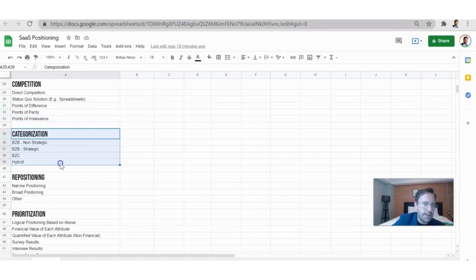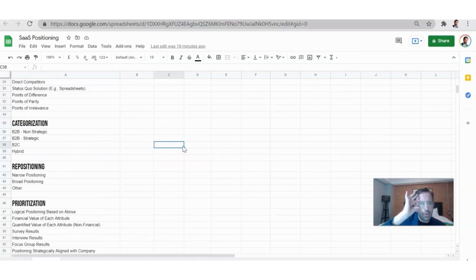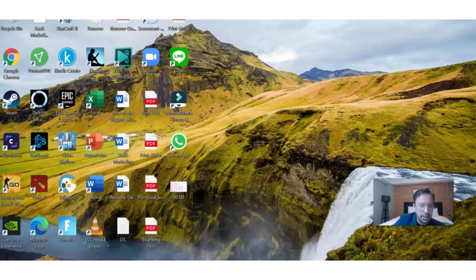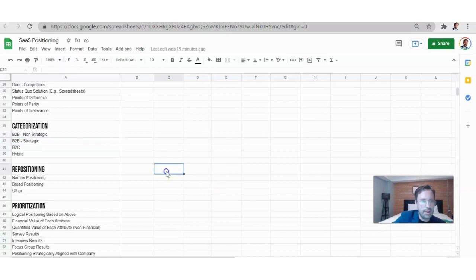All right, now another thing that I want to address here is categorization. You need to figure out if you are a business-to-business non-strategic purchase, a business-to-business strategic purchase, a business-to-consumer purchase, or some sort of hybrid. And you can jot whatever notes you want into the hybrid section. So what is a business-to-business non-strategic purchase versus a business-to-business strategic purchase?